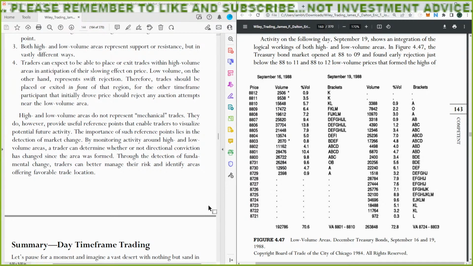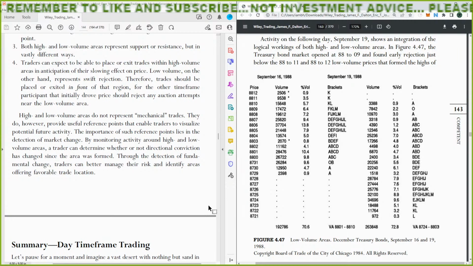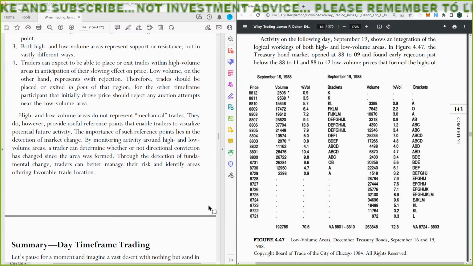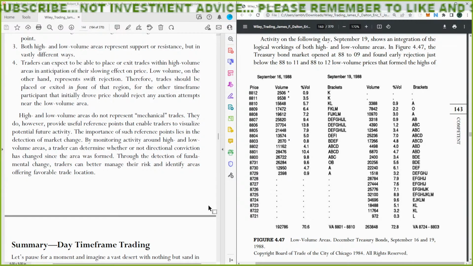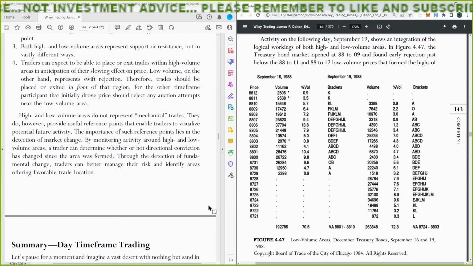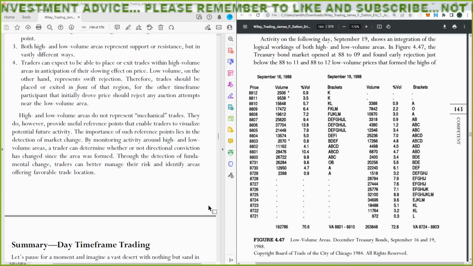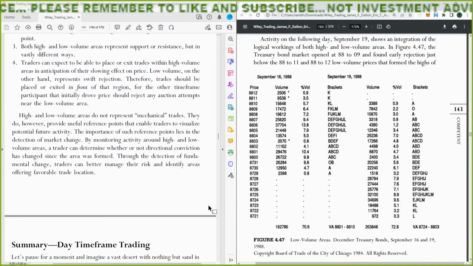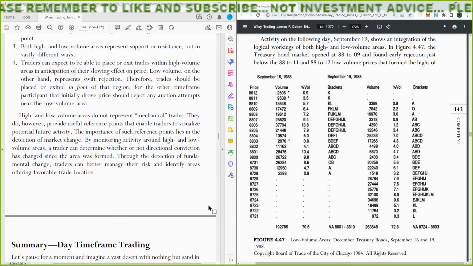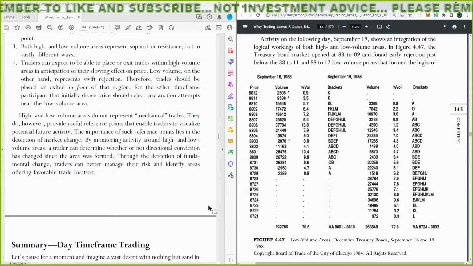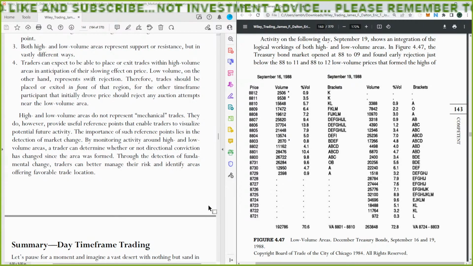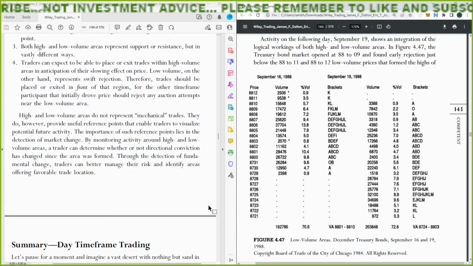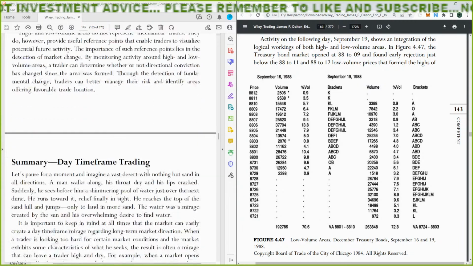High and low volume areas do not represent mechanical trades. They do, however, provide useful reference points that enable traders to visualize potential future activity. The importance of such reference points lies in the detection of market change. By monitoring activity around high and low volume areas, a trader can determine whether or not the directional conviction has changed since the area was formed. Through the detection of fundamental change, traders can better manage their risk and identify areas offering favorable trade location.